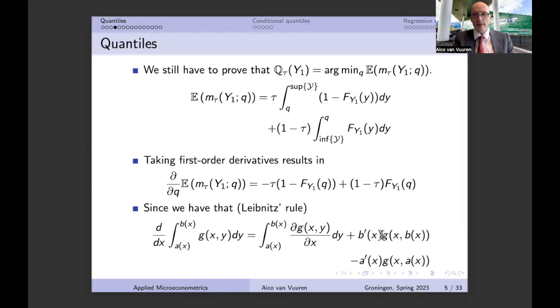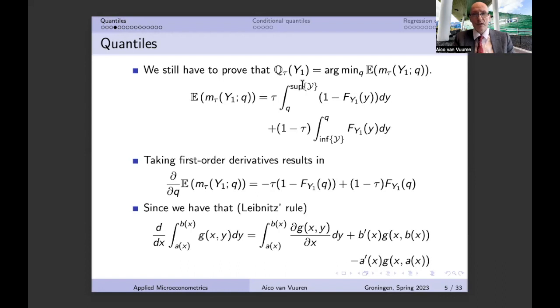That's b(x) multiplied by g evaluated at the upper bound b(x), minus the first order derivative of the lower bound evaluated in g(x) and a(x). Well, how are we going to do that in this particular case? Let's first of all look at this part over here. Realize that what we need to do here is take first order derivatives with respect to q. There's nothing within the integral that actually depends on q, so therefore we can completely ignore this part over here.